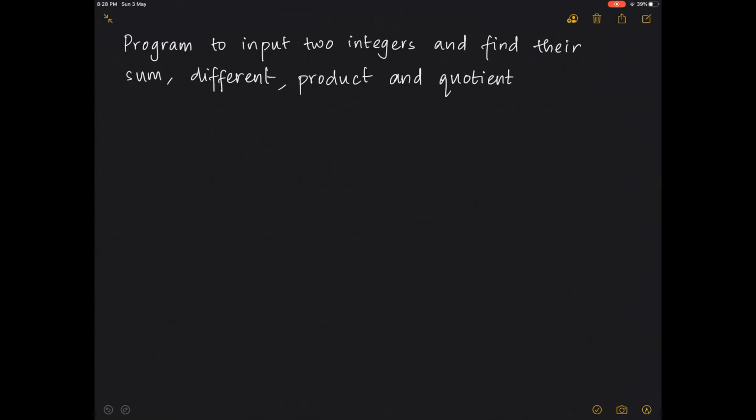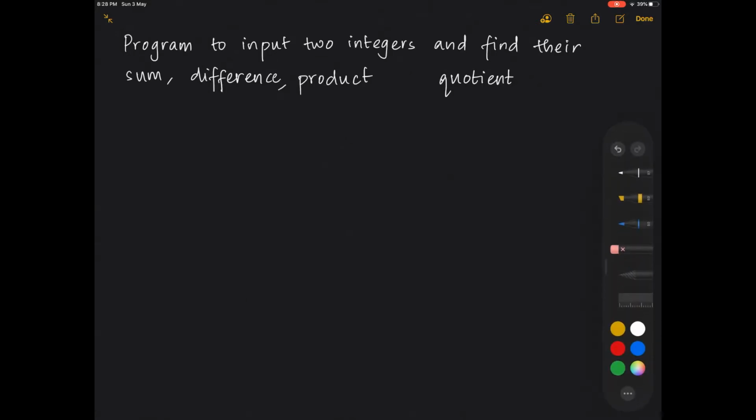Hey guys, so we'll take a look at a program where I'm going to input two integer values and I will find the sum, the difference and the product and quotient. So this is basically doing operations like what a calculator will be doing. I will also declare one more value to be found, let's say the remainder on dividing both the numbers.